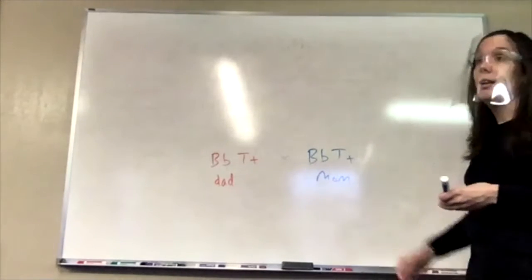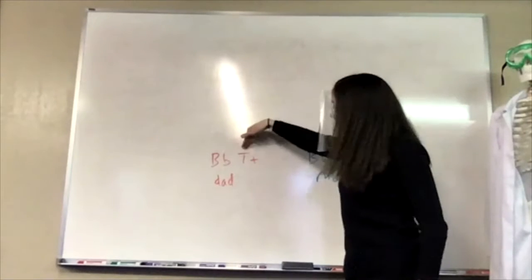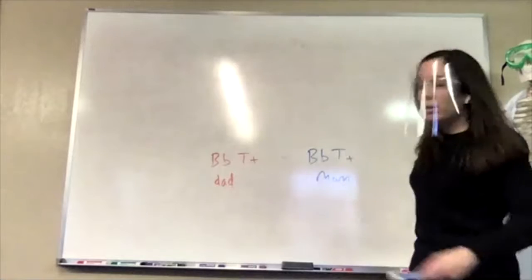Anything on the board you should write down. So capital B, brown hair, lowercase b, blonde hair, capital T, tall, lowercase t, short.